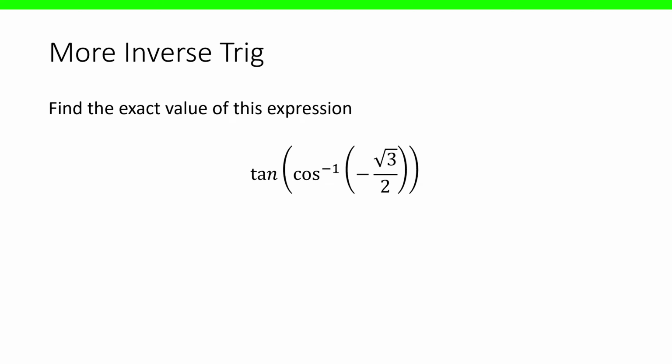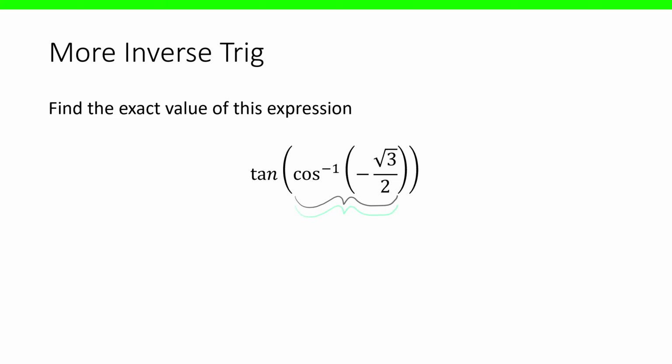Okay, so here's one that's totally mismatching, right? Tangent of inverse cosine of negative square root of 3 over 2. So again, work your way from the inside out. So we're going to look at this. Cosine of what angle gives me negative square root 3 over 2? Now when you're doing this, remember about the range of inverse cosine. So what possible angles could come out of this?